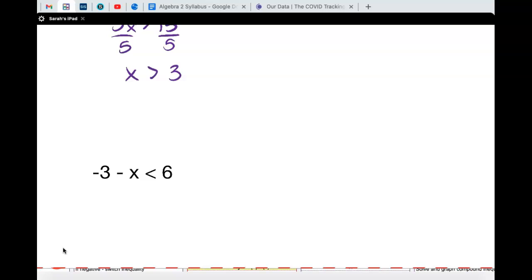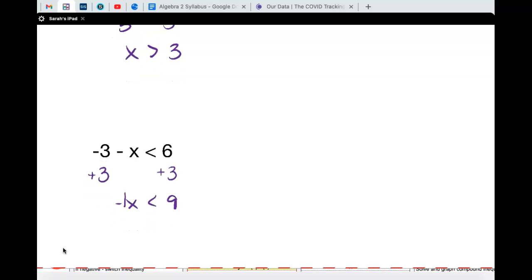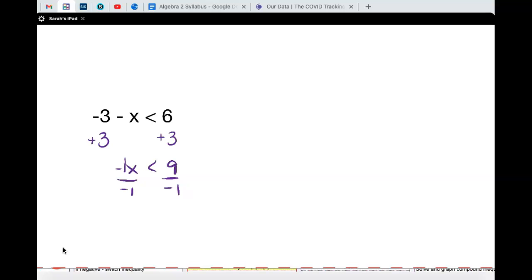So, next one. What should we do? Okay. Add 3 to both sides. I want to get x by itself. So, negative x comes down. I'm less than 9. Yeah, so there's like a 1 in front of that x, so it's a negative 1. So we need to move that over by dividing. Right, so we divided by a negative number, so then my inequality changed from less than to greater than. So then this is my solution for that.